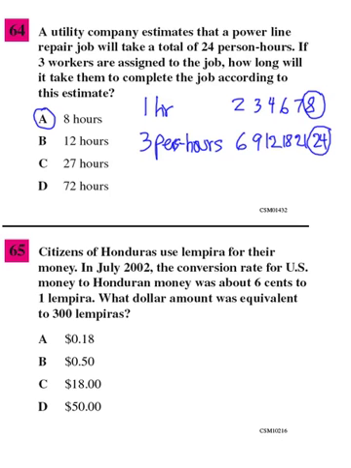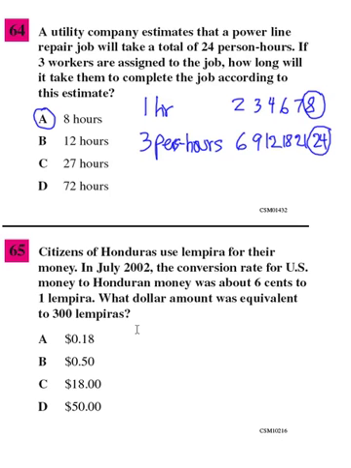Problem 65. Citizens of Honduras use lempira for their money. In July 2002, the conversion rate for US money to Honduran money was about 6 cents to 1 lempira. What dollar amount was equivalent to 300 lempiras?